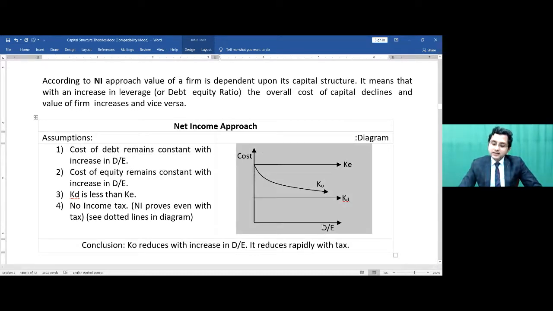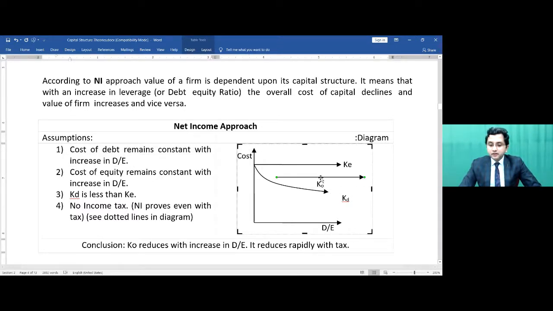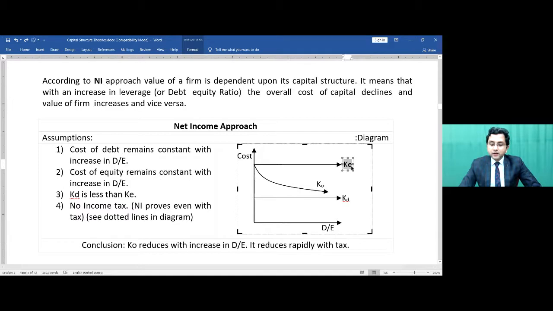So in this graph, on the x-axis, I put the debt equity ratio. On the y-axis, I put the cost of capital. And the first assumption says that the cost of debt will remain constant with an increase in the debt equity ratio. It is also assuming that the cost of equity will remain constant with an increase in the debt equity ratio. So even if you increase the proportion of debt in your capital structure, your KD will remain constant and your KE will also remain constant. Now there is a third assumption also.